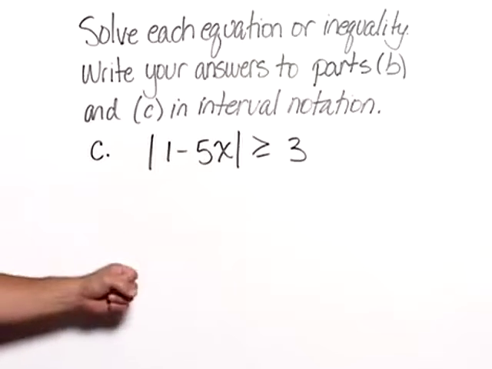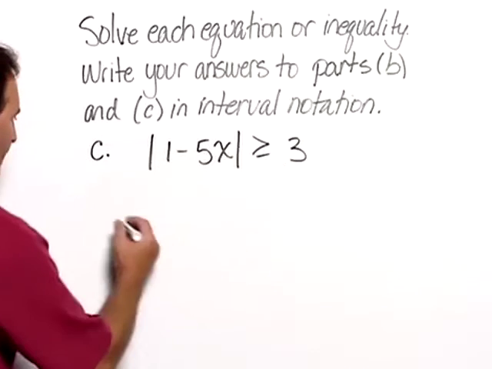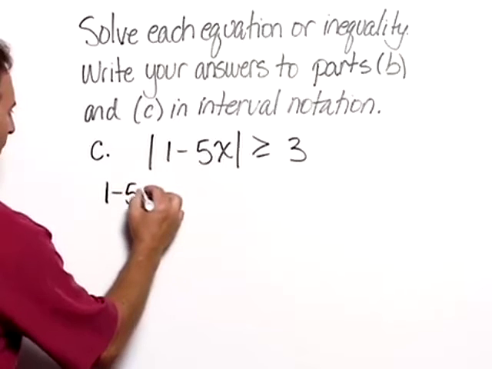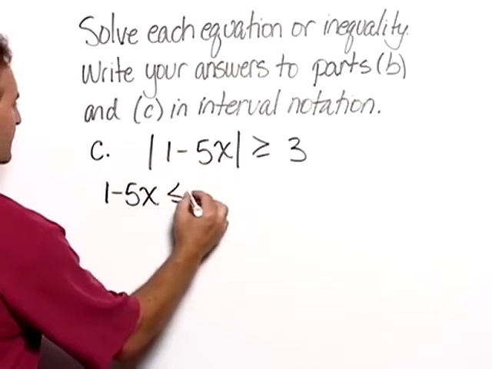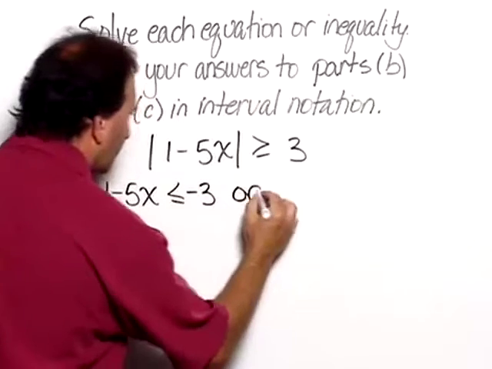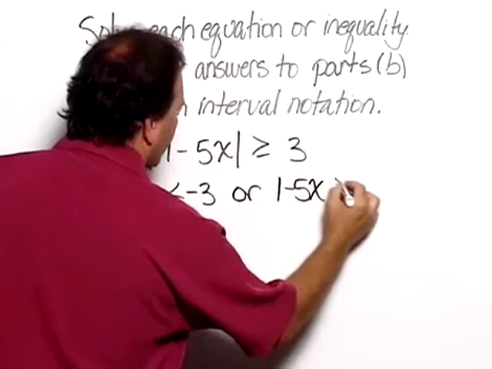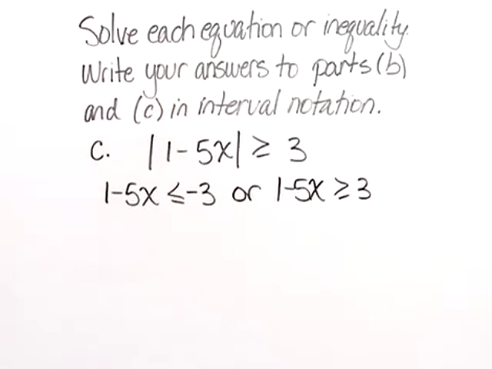Part C, the expression, the absolute value of 1 minus 5x is greater than or equal to 3. In this situation, we write that the expression 1 minus 5x is less than or equal to negative 3, or the expression 1 minus 5x is greater than or equal to 3. Solve each of them separately.